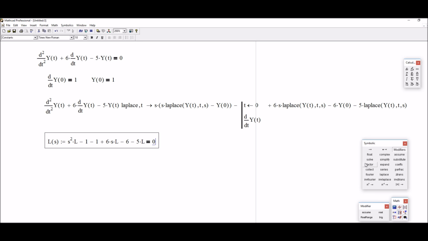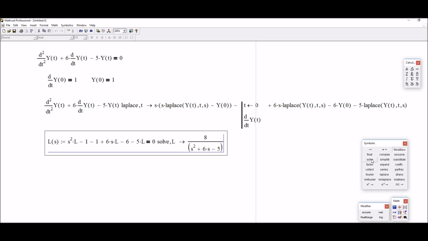So I will go to the symbolic toolbar, I will use solve here, and I will do it for L, and I will get the Laplace solution here. This is the solution of the differential equation in terms of Laplace. It is a Laplace transformed version of the solution. I want the time domain solution, so I need to find the inverse Laplace transformation of this one.